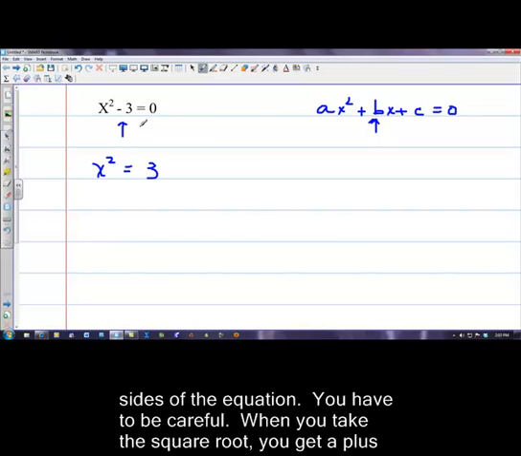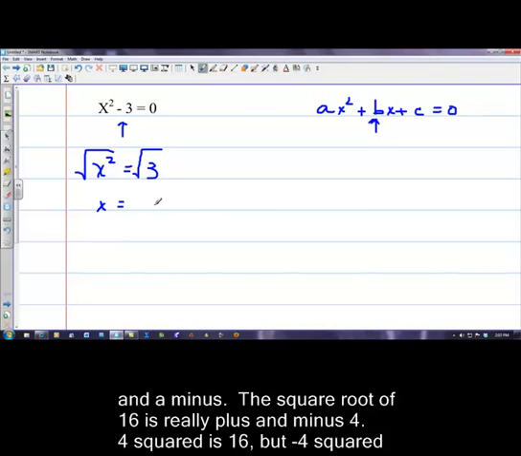We then take the square root of both sides. So the square root of both sides of the equation. When we take the square root of x squared, we get an x. Now, you have to be careful here because when you take the square root of a number, you actually get a plus and a minus of that number.